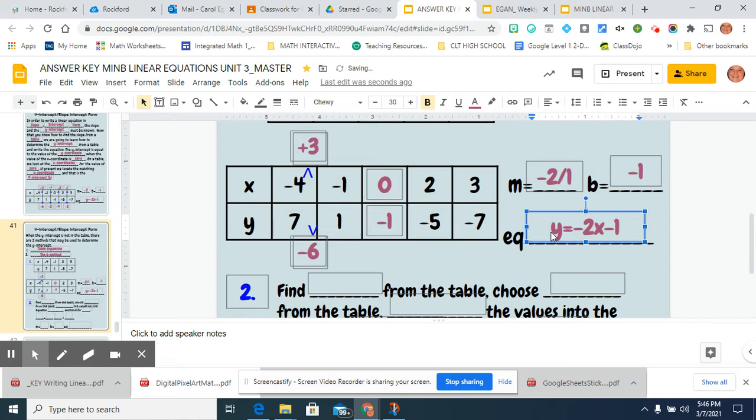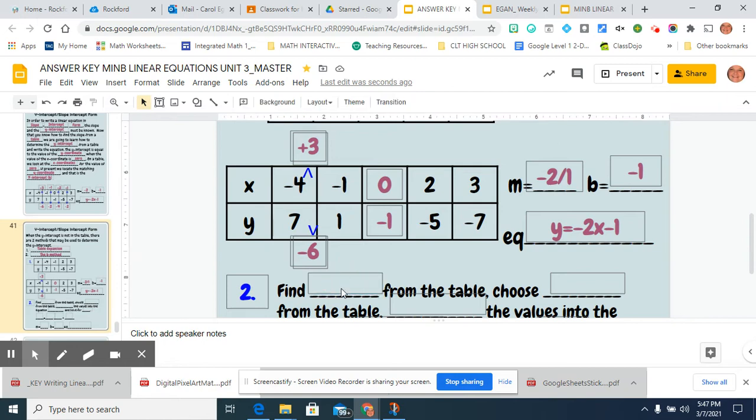This was a pretty simple way because I didn't have a fractional slope. It could easily move to 0 because it was one spot away, but it's not always going to be that easy. So a second method, the B method, remember, we're going to find the slope from the table.